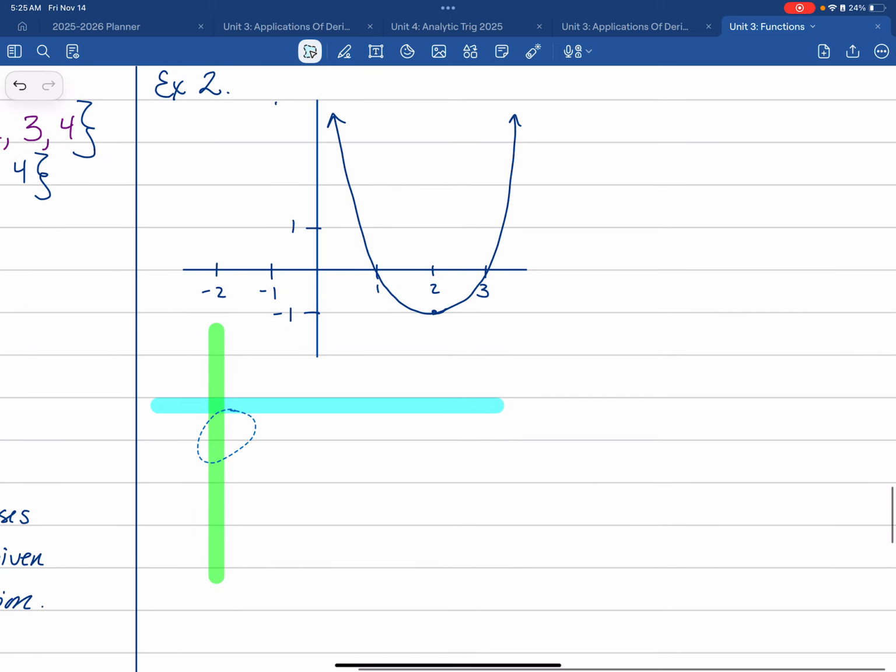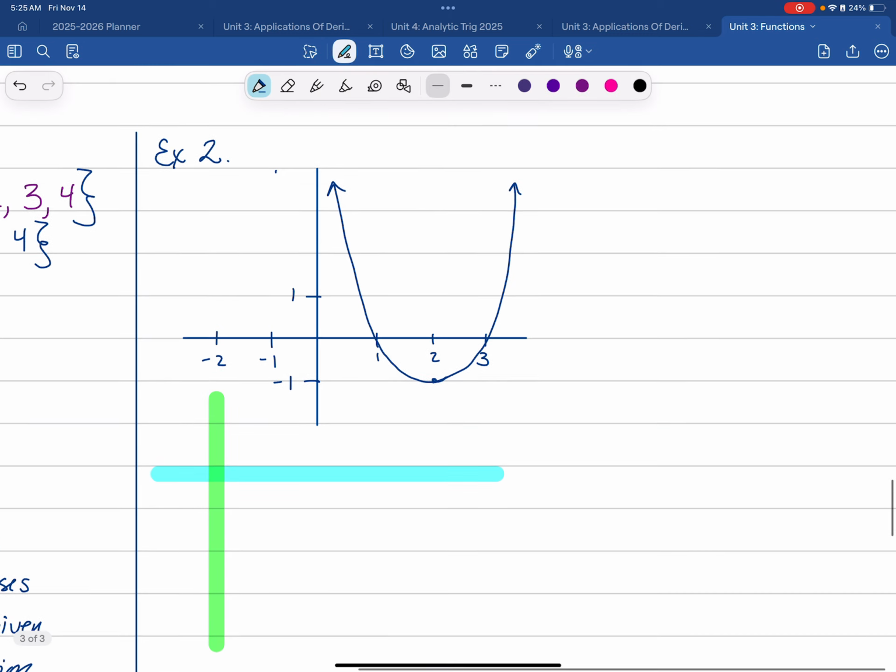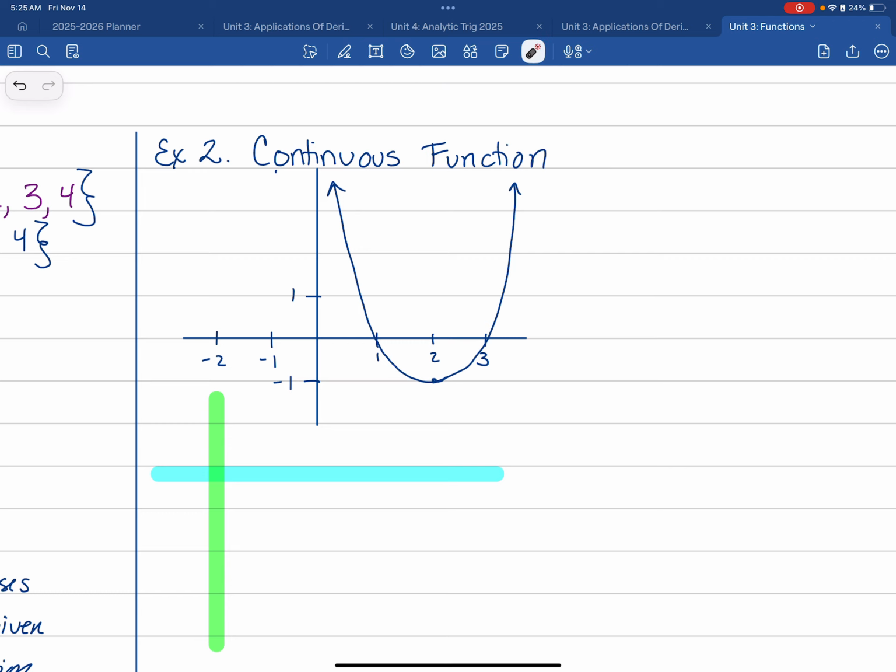All right, example 2. In example 2, we now have what we call a continuous function. This is a continuous function. As you get into higher level mathematics, so I'm talking like pre-calculus and calculus, you'll get a better definition for a continuous function. But as it reads right now, a function is continuous if I can put my pencil at one point of it and I can trace it all the way along the curve without ever having to pick up my pencil, and I can go all the way to the other end.